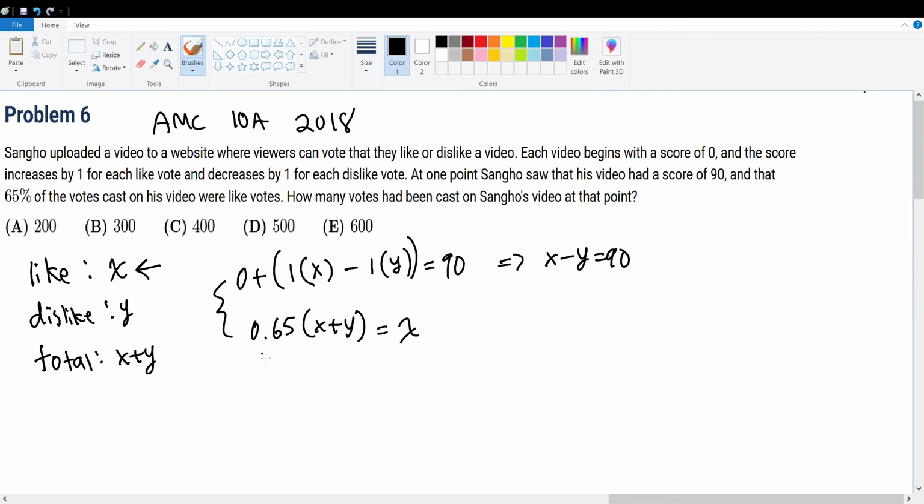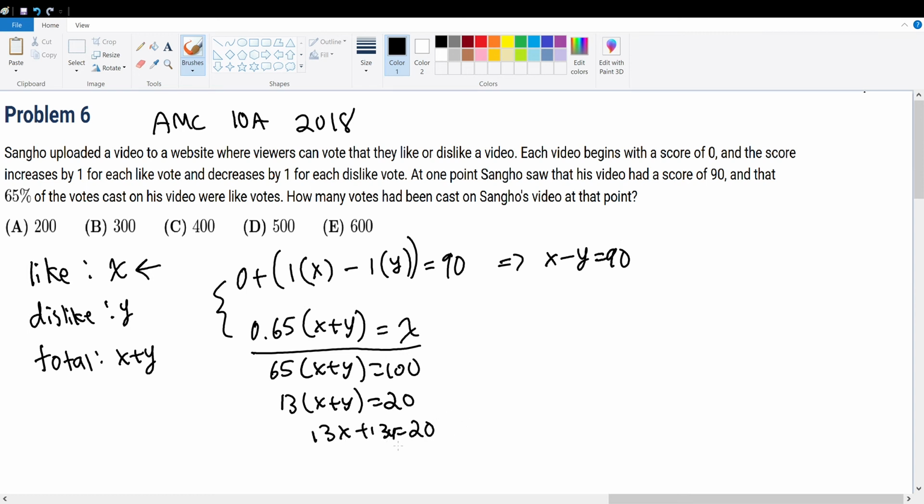What about the other equation? We can multiply by 100 on both sides: 65 times X plus Y is the same as 100X. Divide by 5 on both sides. We get 13 times X plus Y is the same as 20X. So 13X plus 13Y is the same as 20X. Don't forget the X, that's very important. We move everything to the right-hand side. This becomes 7X minus 13Y is equal to 0, combined with the equation X minus Y is equal to 90.